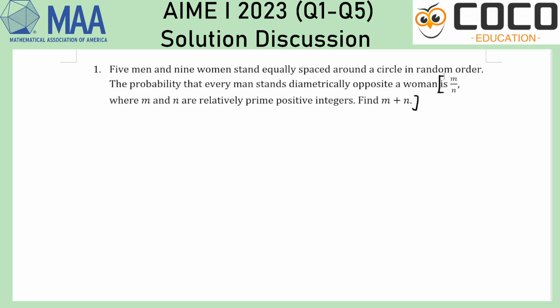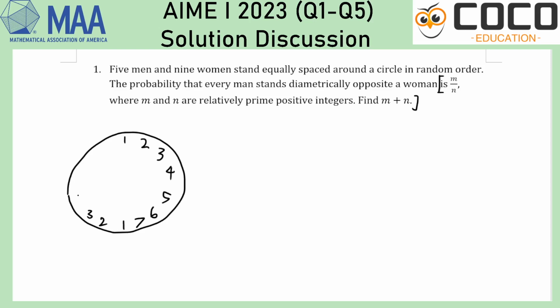Okay, so I want to draw a diagram first. Let's draw a circle. And let's just indicate diametrically opposite using numbers, right? So let's say 1 and 1, 2 and 2, and so on. So 4, 5, 6, 7. Since there are 14, I use these 2 sets of 1 to 7.